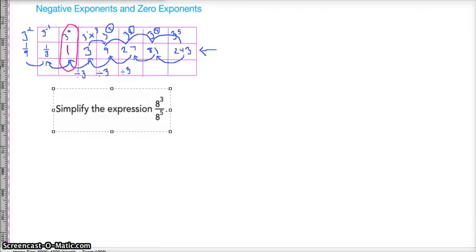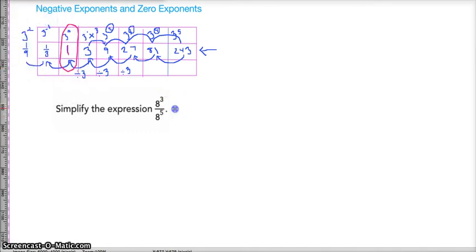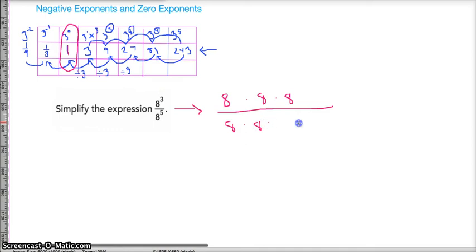All right, now we're getting into our last section of the day where we're looking at simplifying this expression, which is 8 to the 3rd over 8 to the 5th, or divided by 8 to the 5th. I want to first start this with the way that we learned this originally. So we learned this as, let's write it all out. 8 times 8 times 8 is 8 to the 3rd. And then let's write that for 8 to the 5th. We have 8 times 8 times 8 times 8 times 8.